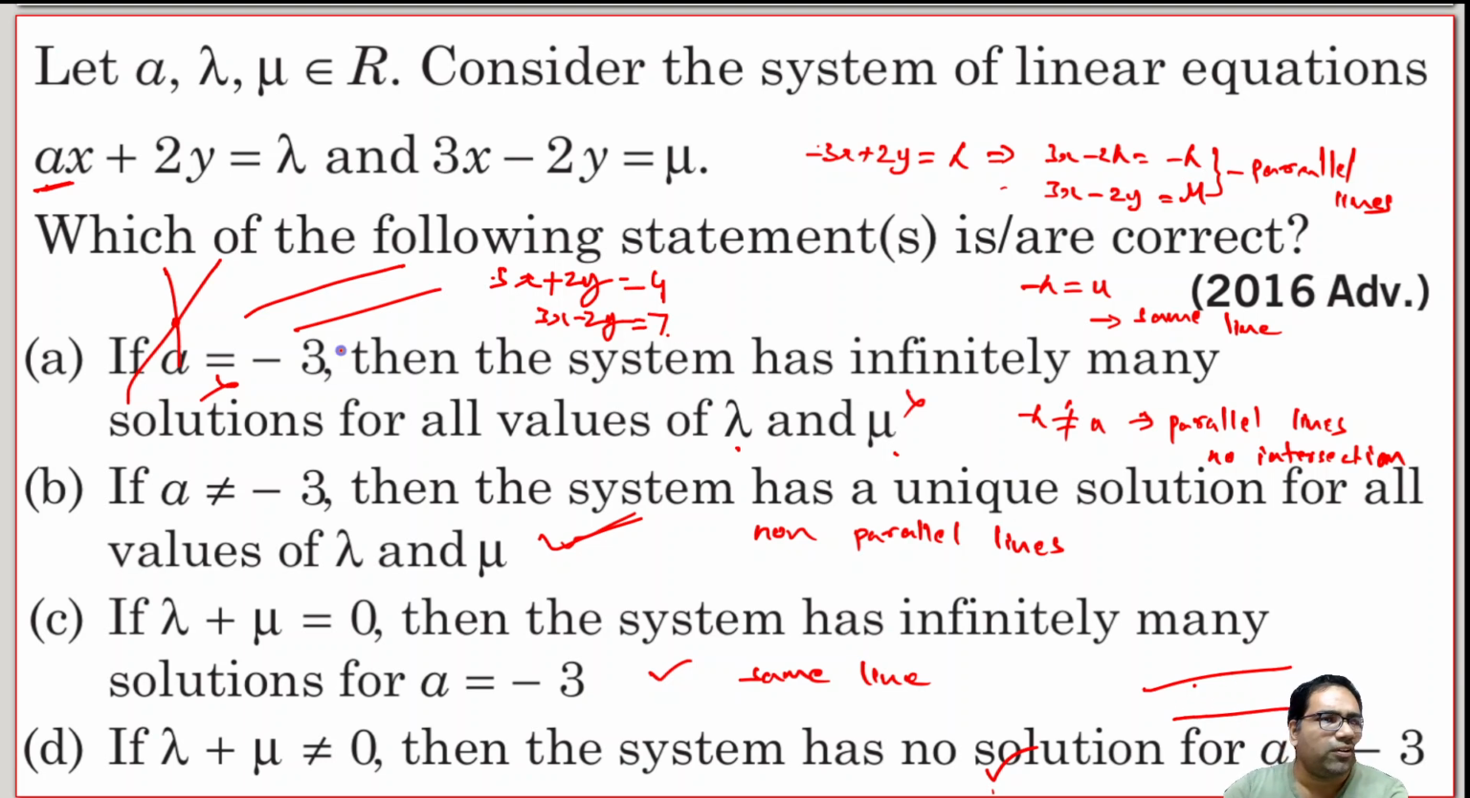So this is the other way of saying what we have told in A. When a equals −3, it has infinitely many solutions for all α and for all λ and μ. Here we are saying the opposite, so that's why this is true. When λ + μ is not equal to 0, these are two different parallel lines, because a is equal to −3. So they will never meet.